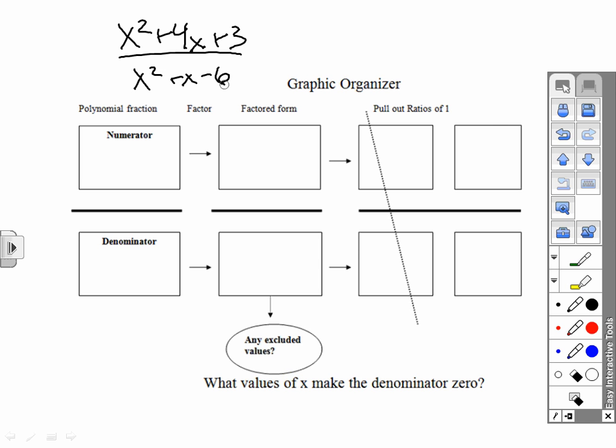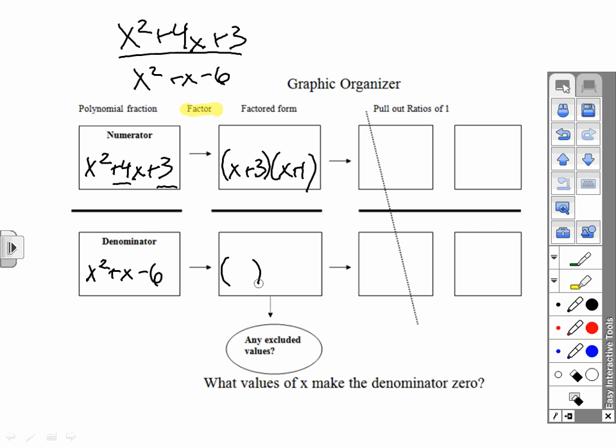What we want to do is think about the numerator and the denominator separately. So x squared plus 4x plus 3 and x squared plus x minus 6. And now we are going to factor each of these. So my first one, let's think. This would be x factor. What multiplies to 3 and adds to 4? That would be x plus 3, x plus 1. Looking at the denominator, what multiplies to negative 6 and adds to positive 1?